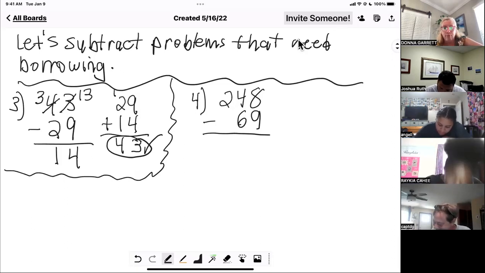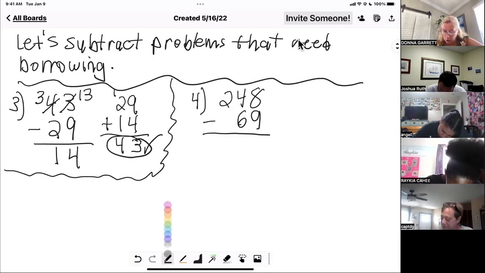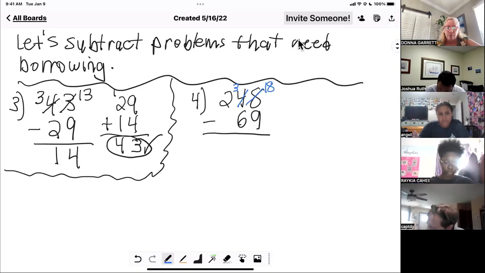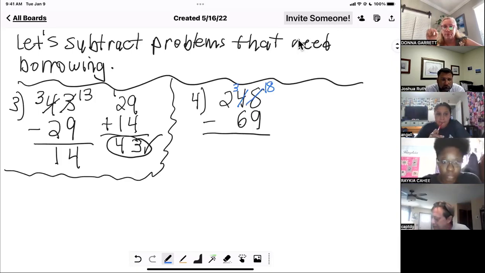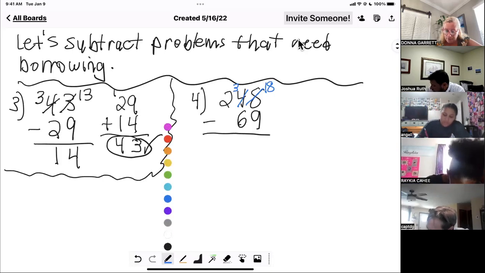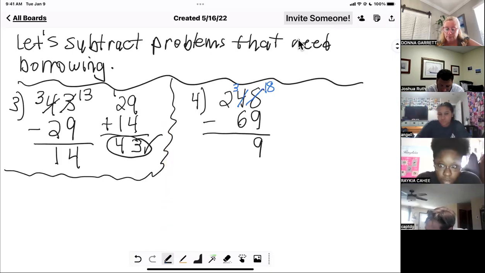Can I take 9 away from 8? Can I do 8 minus 9? No. The number on top has to be bigger. So I need to borrow from the 4. So I make the 4 a 3. That means I'm gonna add 10 to the 8 and make it 18. You borrow from the one before, you add 10 to the one after. Now I can subtract. 18 minus 9 is 9.